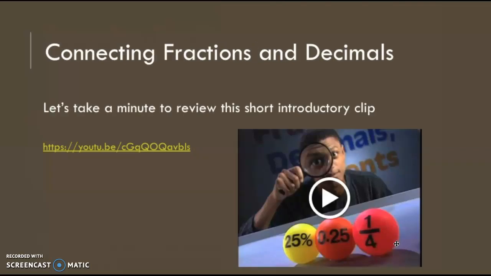So here we have a clip about connecting fractions and decimals to try to make this a little easier. So let's check out this introductory clip.